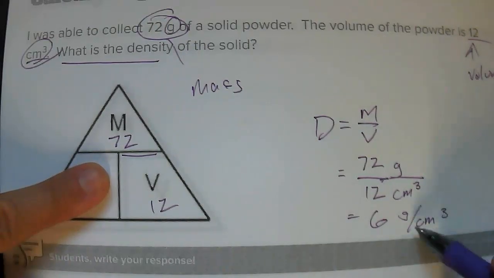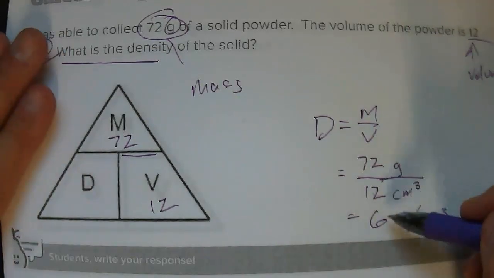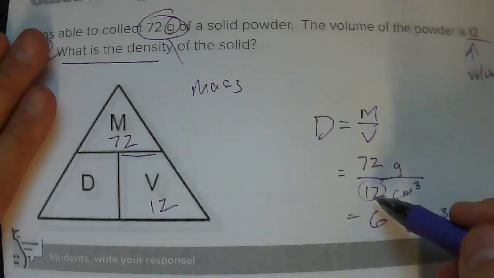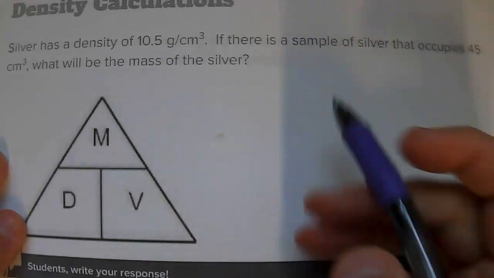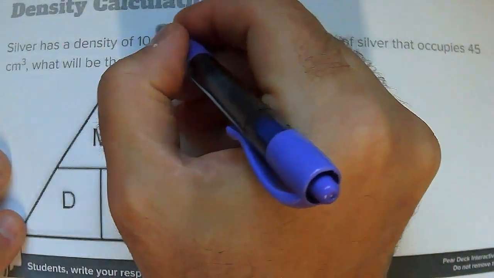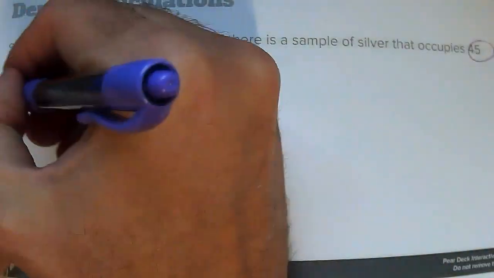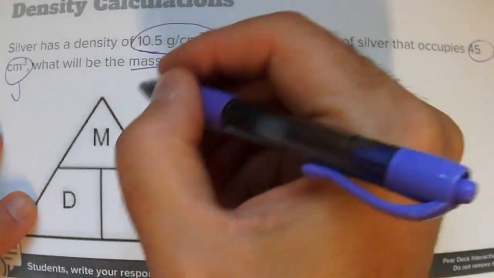I don't need a calculator to do 72 divided by 12. If you need a calculator, that's fine. I'm not suggesting that, but I just know because 12 inches in a foot and 72 inches is 6 feet. So that's how I was able to get that 6. You're not always going to calculate density. Sometimes you're given the density. So this is the density, and this is the volume, and we want to know the mass.